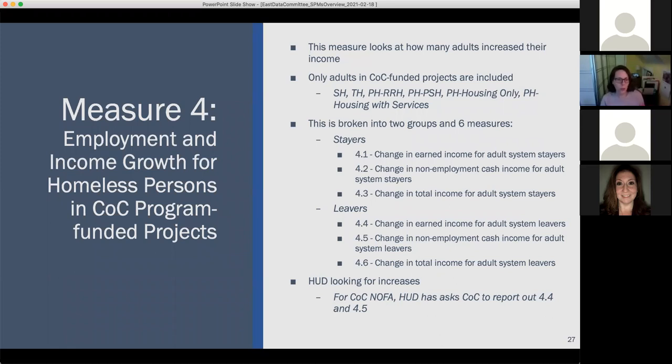It's broken into 2 groups, which are stayers and leavers. This is familiar for those of you who have CoC funded projects, right? You got your stayers and your leavers. And then 3 categories within that: your change in earned income, change in non-employment cash income, and change in total income. And what HUD wants to see for this one is for us to always be increasing the percent of participants who are increasing their income. Easier said than done. And for the report out on the NOFA, very specifically, we have to report out 4.4 and 4.5. That means leavers and their change in earned and non-employment income.